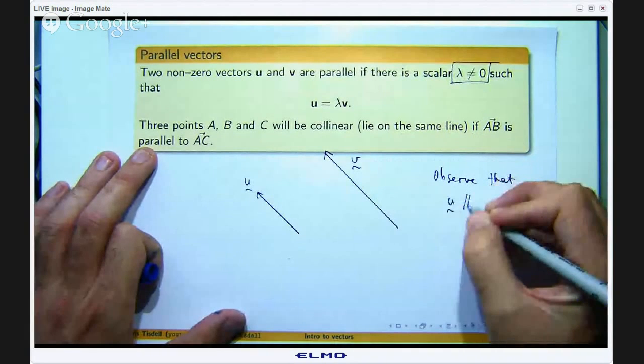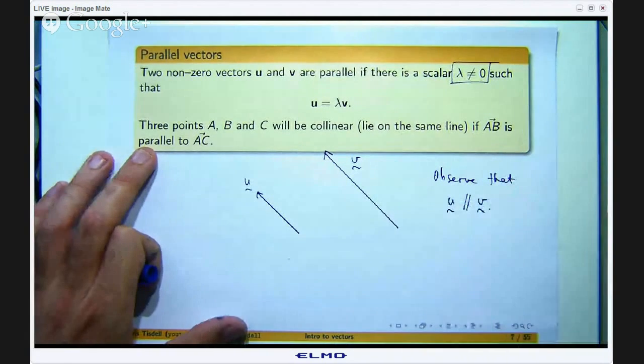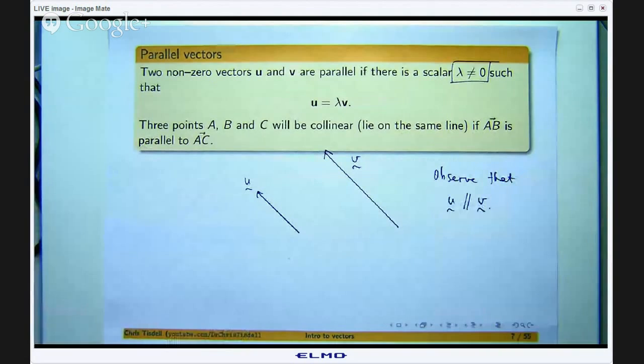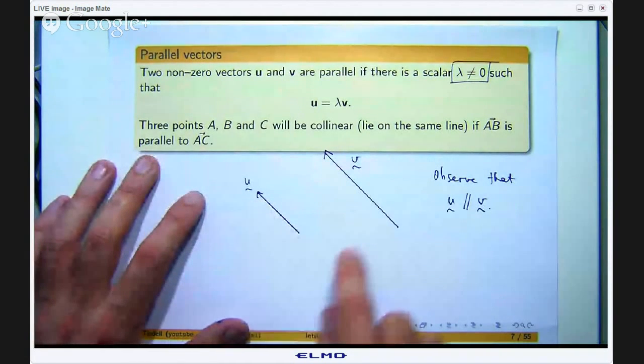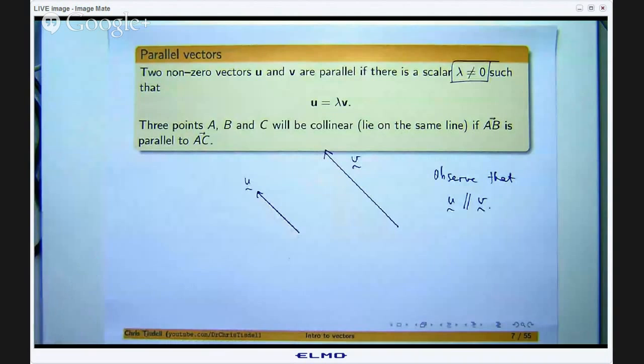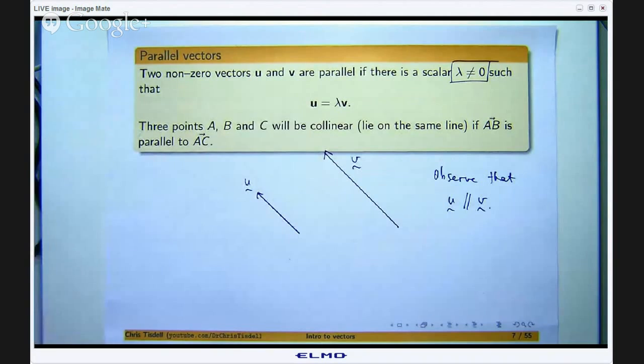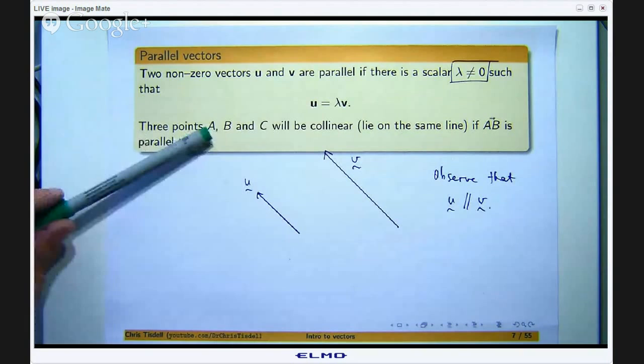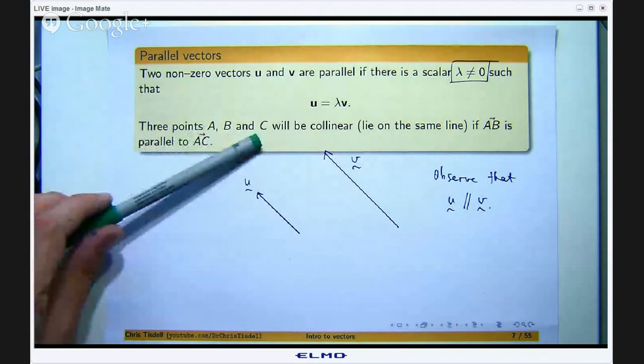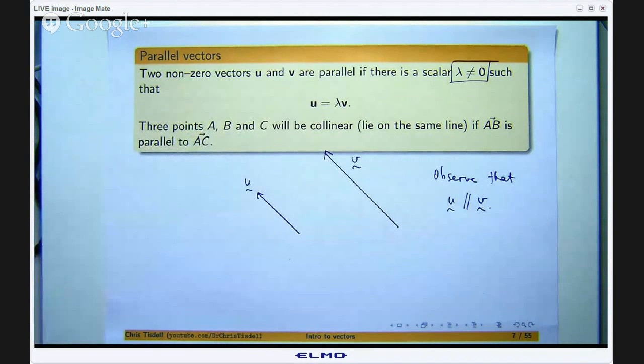And I'm just going to use this. Okay, and to compute lambda, all you would do is measure the lengths and compare them and find the lambda that way. Now, secondly, we can use the idea of parallel vectors to distinguish whether or not 3 points are collinear, or lie on the same line.